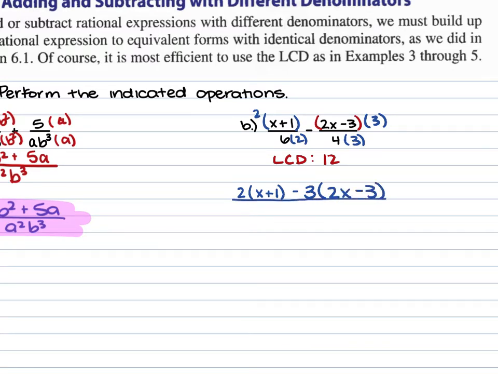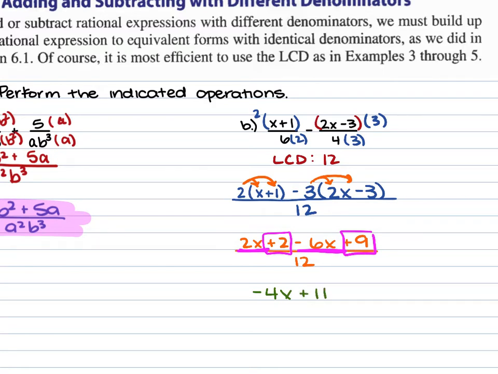And this is all going to be over my least common denominator, which is 12. We can distribute the 2. We can distribute the negative 3. So this is going to give us 2x plus 2 minus 6x plus 9 all over 12. From there, we're just going to combine like terms. So the 2x and the negative 6x are like terms. The 2 and the 9 are like terms. So this is going to give us negative 4x plus 11 all over 12.